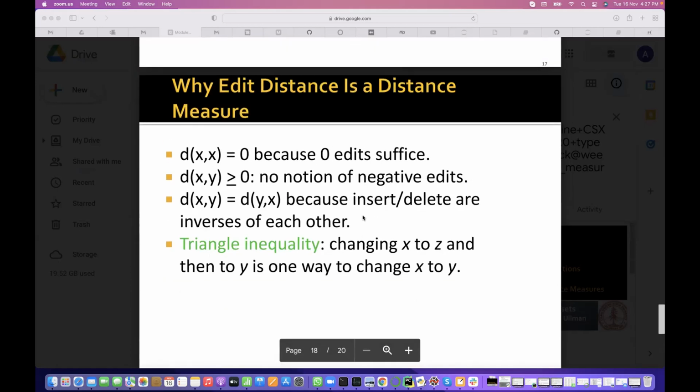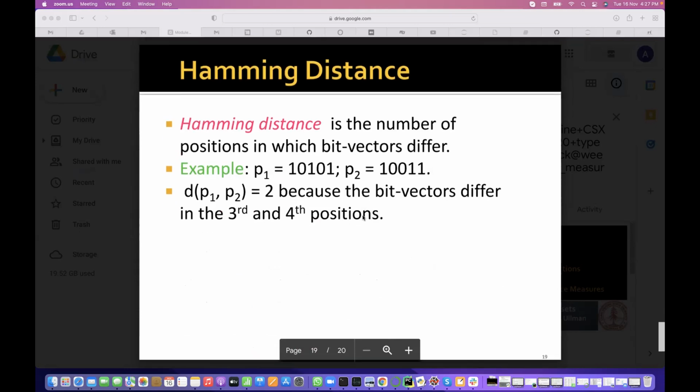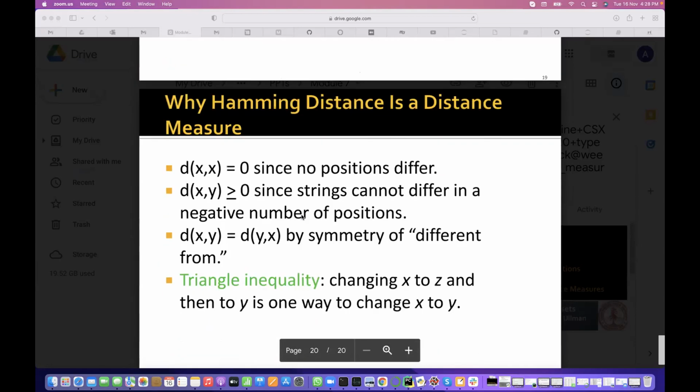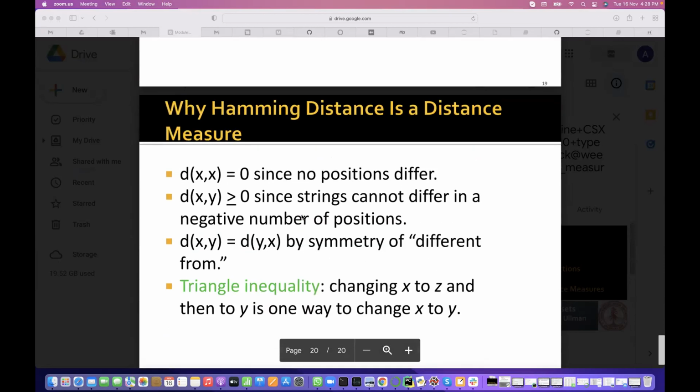So he is proving that this is also a valid distance. It satisfies those four properties. Then Hamming distance, how many positions it will differ, right? It is the number of positions in which bit vectors differ. So here 1, 1 is common, 0, 0 is common, 1, 0 is differing, and 0, 1 is differing, and 1, 1 is common. So 2 places it is differing, right? P1 and P2, the third position and fourth position. So that is the Hamming distance. Hamming distance also satisfies our distance metric properties.